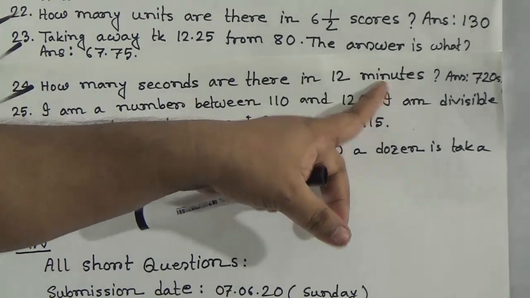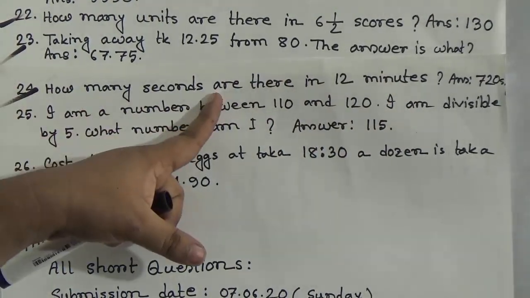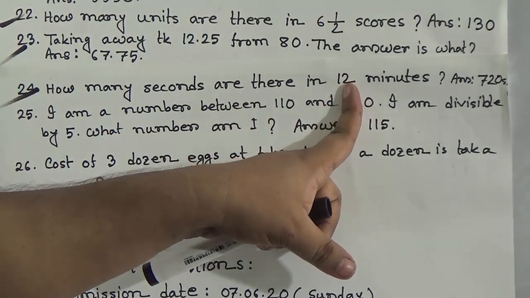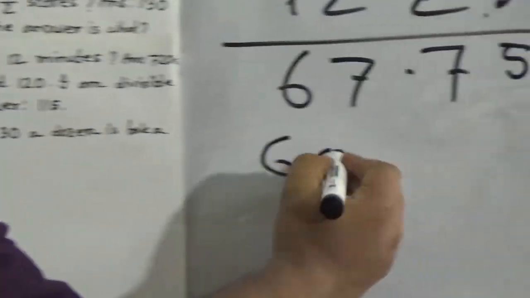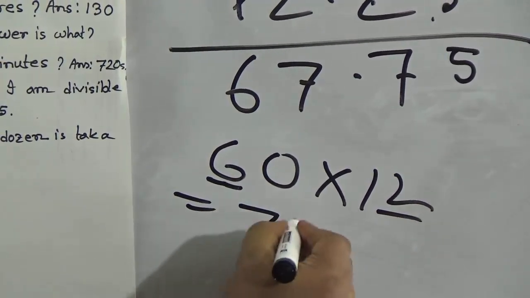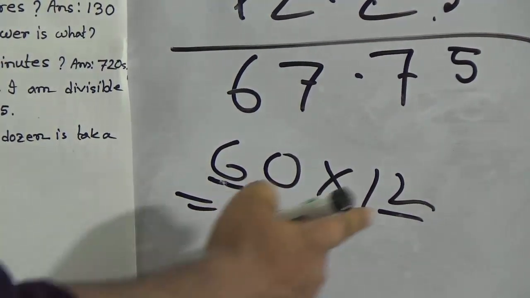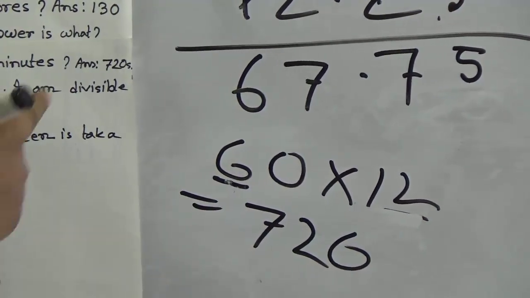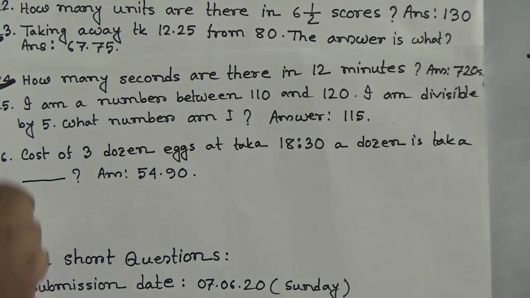Our next question is, how many seconds are there in 12 minutes? We know that 1 minute equals 60 seconds. So we multiply 12 with 60 and we get the answer. 6 twos are 12. If we multiply 12 by 6, we get 72, 0 is here. So 720 seconds is the answer.